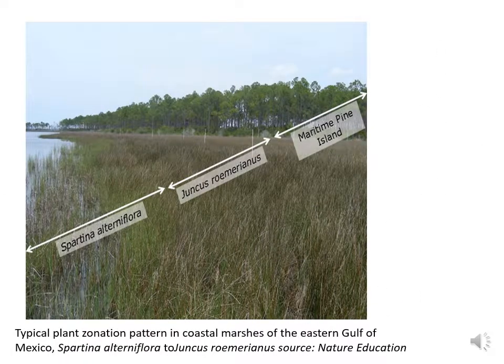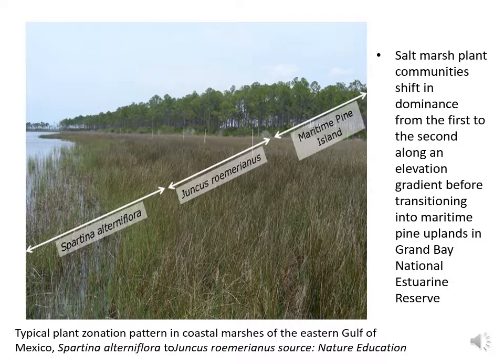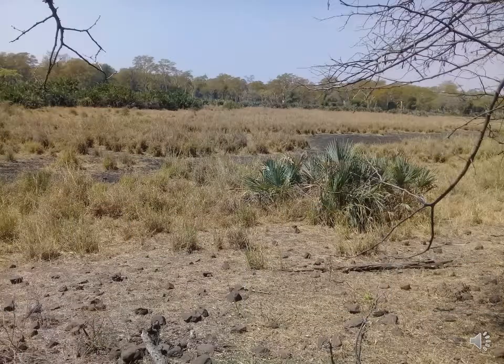This figure here shows how the wetland gradient is. You can see the salt marsh plant communities shift in dominance from the permanent zone where there is always water, and then along an elevation gradient, there's transition into marine pine uplands, and up there in the temporary zone we've got the pine lands, and then in the seasonal zone you find the Juncus and bromelias growing. So it depends on how these plants are able to adapt to these stressful conditions.